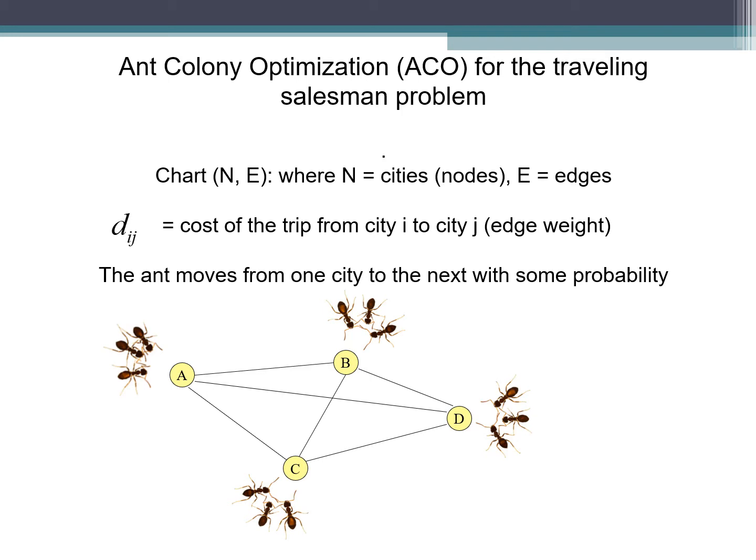We have here n cities or nodes and e edges. For this picture here, there are 4 cities, A, B, C, and D, and 6 edges between those cities or those nodes. D is the cost, way, or distance of the trip from city i to city j. The ant moves from one city to the next with some probability.